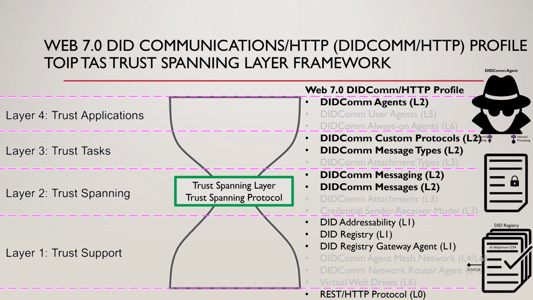DIDComm custom protocols weren't specifically mentioned in these slides, but if you check into the video tutorials on the Web 7.0 DIDComm ARM, you'll learn about that. You can also have custom DIDComm message types. Those are relegated to layer 2. And finally, we've introduced the DIDComm agent, which is a layer 4 construct in the Hourglass framework.